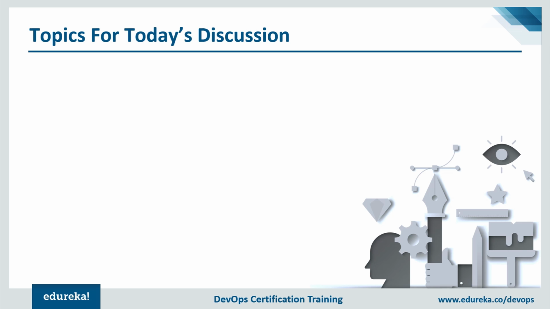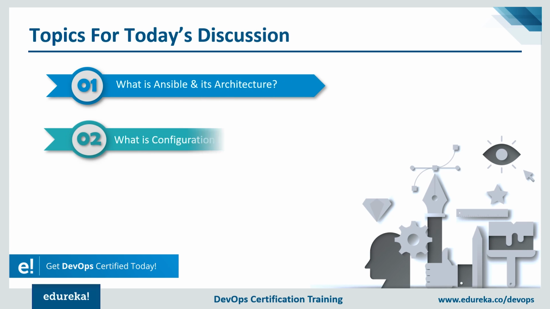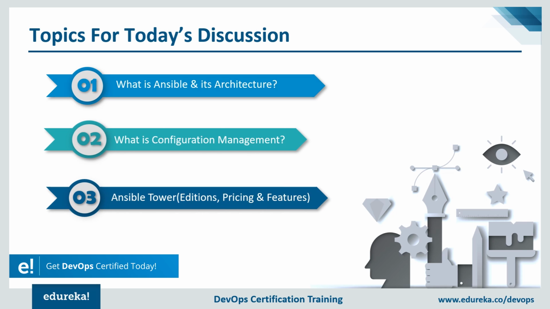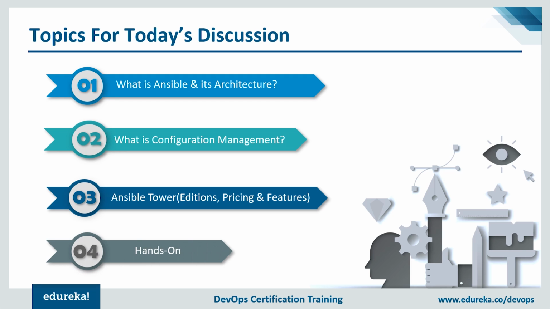Throughout the course of this session, we're going to see what Ansible is and its architecture, and understand what configuration management is, since Ansible is a tool for configuration management. Then we'll talk about our main topic, that is Ansible Tower, where we'll discuss various parameters of Tower such as edition, pricing, and features. Finally, I'll end this session by showing you the Ansible Tower dashboard, where I'll show you how the dashboard works and perform various actions.